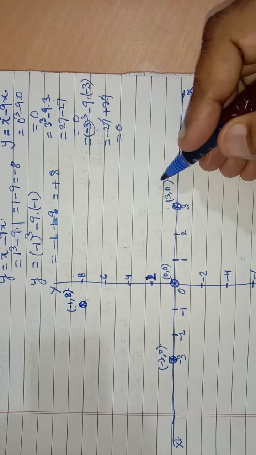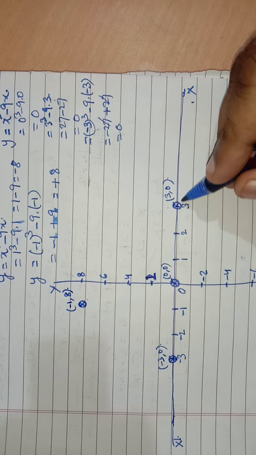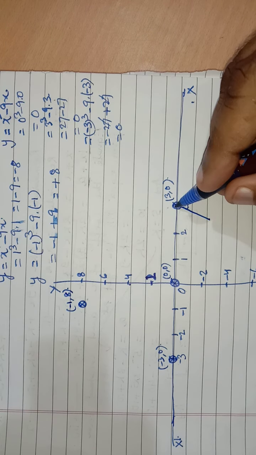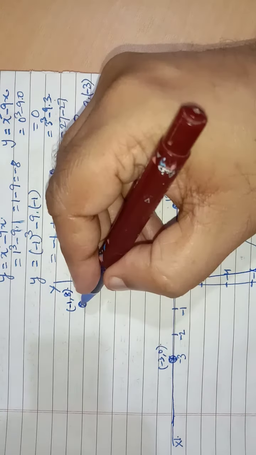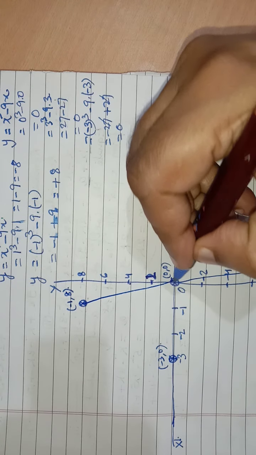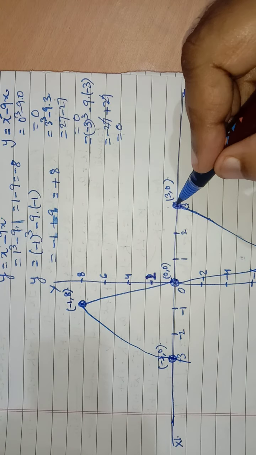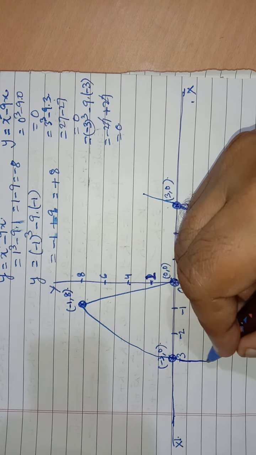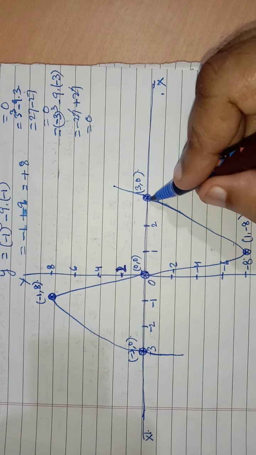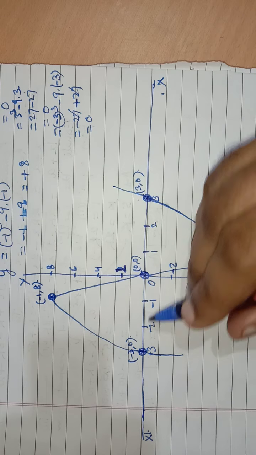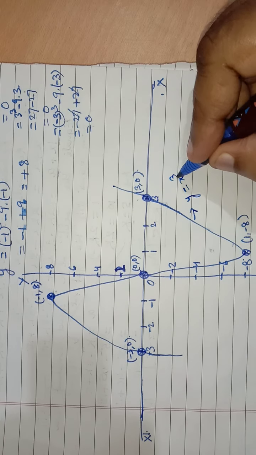So if we join all these points, what are we seeing? You have to join the points freehand, so in this way it will go. So here we see that this polynomial intersects the x axis at 3 different points. So this is the graph of y is equal to x cube minus 9x.